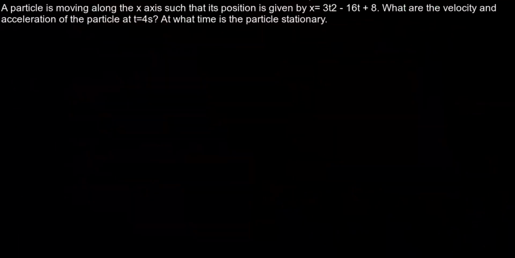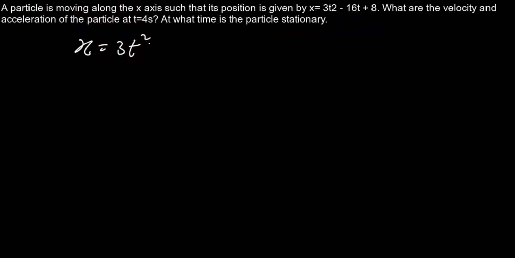Next question is this. They said that a particle is moving along the x-axis with the position given by x equal to 3t squared minus 16t plus 8. What are the velocity and acceleration? Remember, if they simply tell you velocity or acceleration, you are finding instantaneous velocity, and for acceleration, instantaneous acceleration.